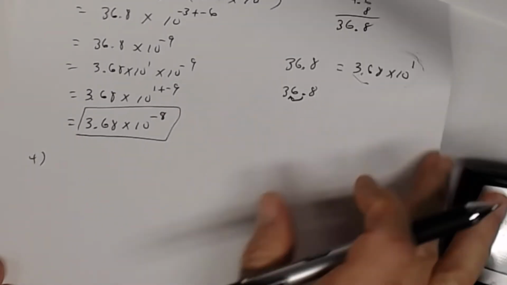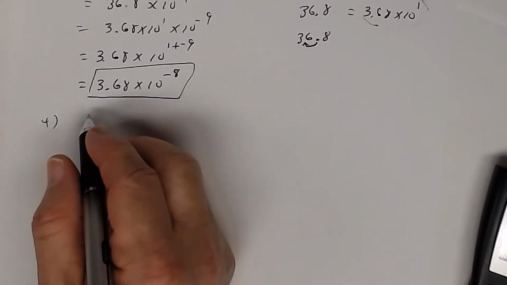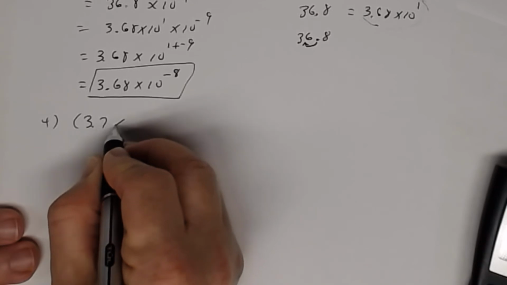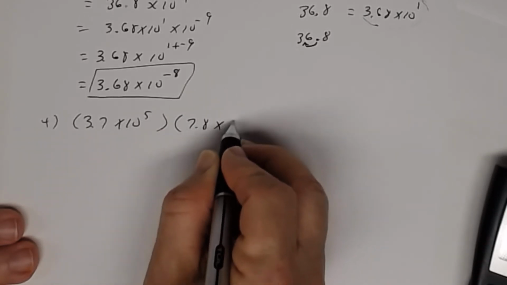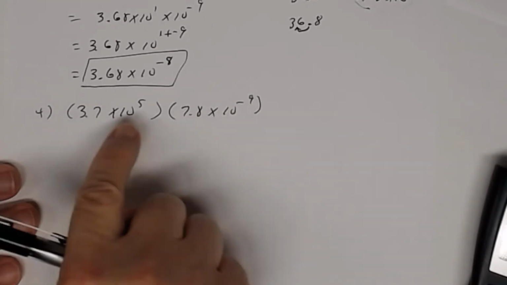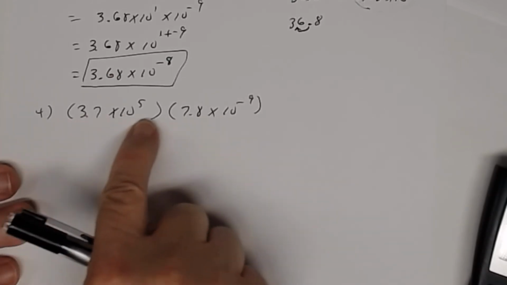Okay, number 4. Number 4, we have this problem. We have 3.7 times 10 to the 5th times 7.8 times 10 to the negative 9. Okay, so I have these two numbers in scientific notation that I'm multiplying together. So all this is multiplication.